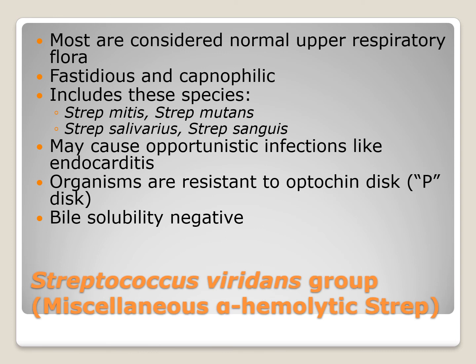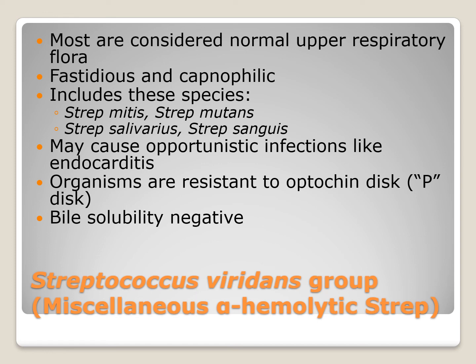This brings us to the alpha hemolytic Streps. So the beta hemolytic Streps, we talked about Strep pyogenes, Strep agalactiae, Strep C, and Strep G. Now I want to talk about the alpha hemolytic Streps. So today we're going to talk about Streptococcus viridans and Streptococcus pneumoniae.